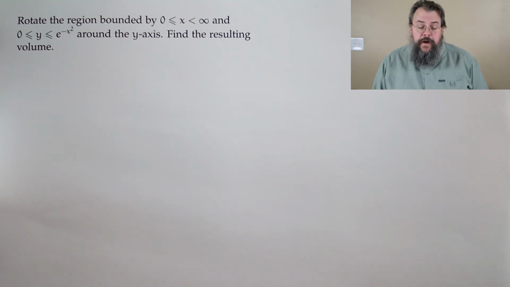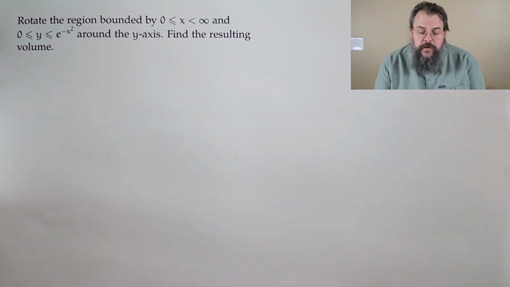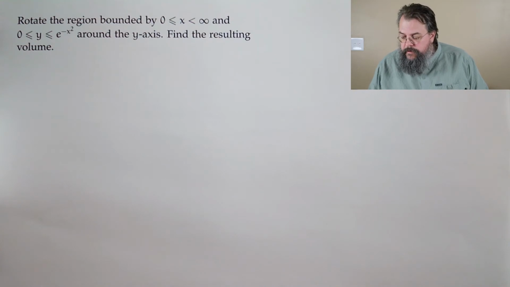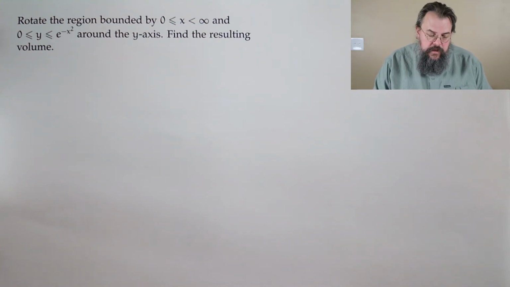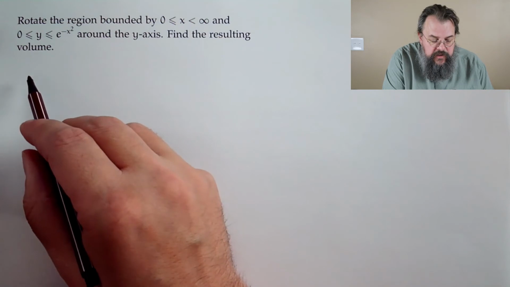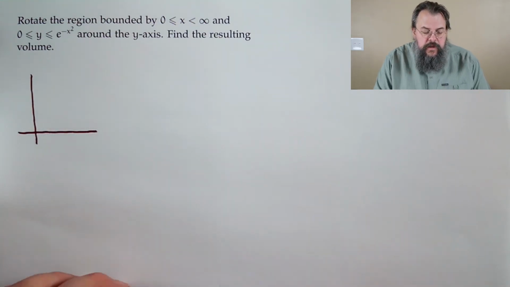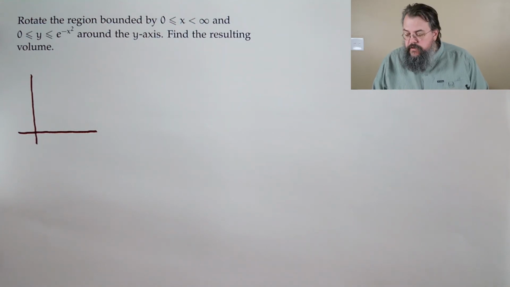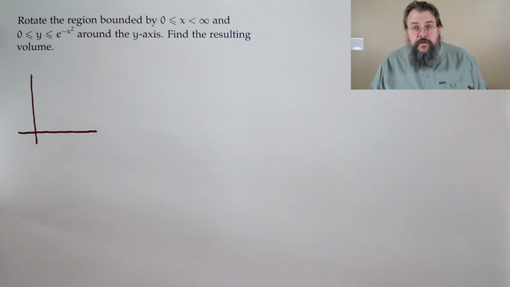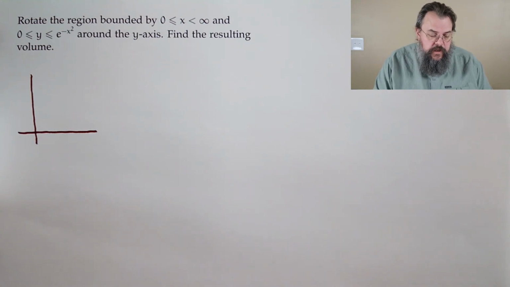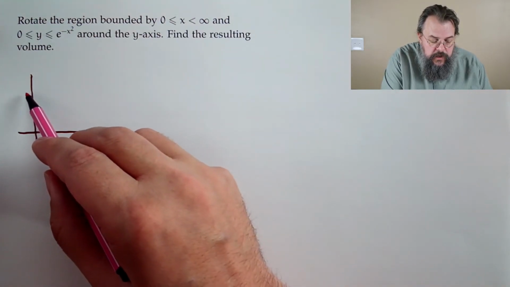Rotate the region bounded by x from 0 to infinity and y from 0 to e to the minus x squared around the y-axis. What's the volume? Find the volume. Well, let's get a sketch here. Now, e to the minus x squared is kind of a famous curve. It's called the bell curve, and it's used in statistics very extensively, so it's a very well-studied function in some sense.